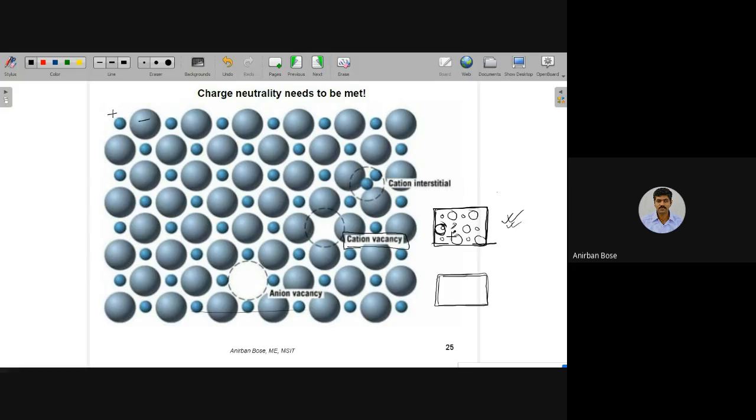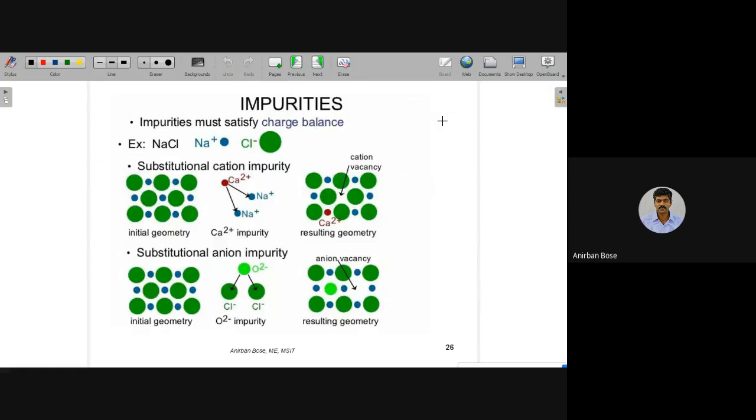Let me tell you how this is possible. Let us take one example, then you will understand it better. I think that will help you to understand. In this diagram, suppose sodium chloride is there. You can see this is the structure, sodium chloride, and you can understand the cation and anion. The cations are shown in blue, anions are shown in green.